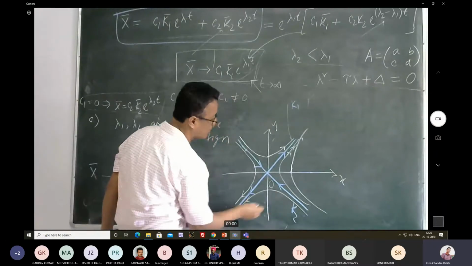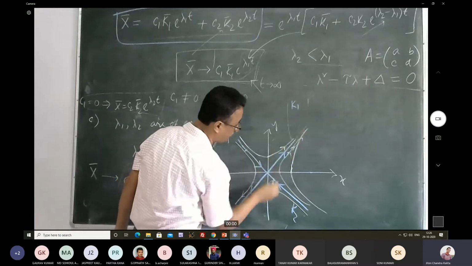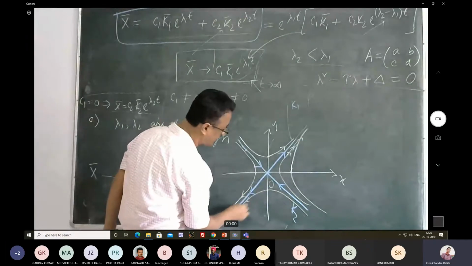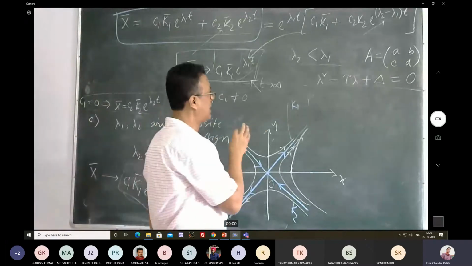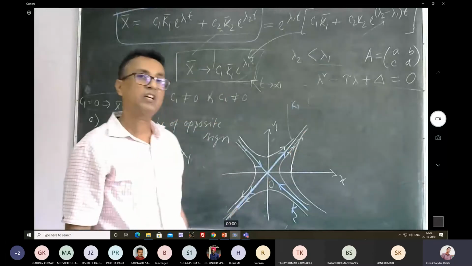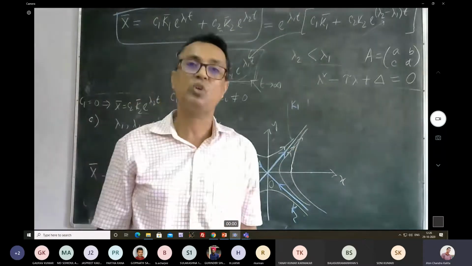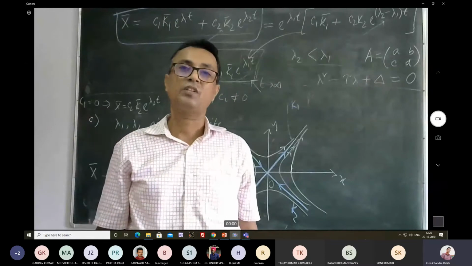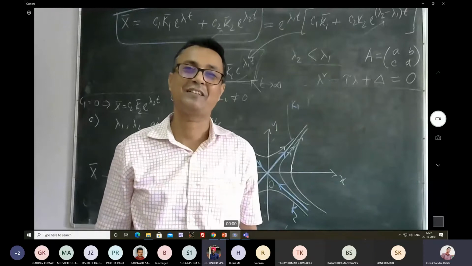they will not only be moving towards the vector k1, the dominant eigenvector, but they will be moving away from the origin as well. So this line determined by the eigenvector k1 is going to act as an asymptote for all the other curves. Is it okay?